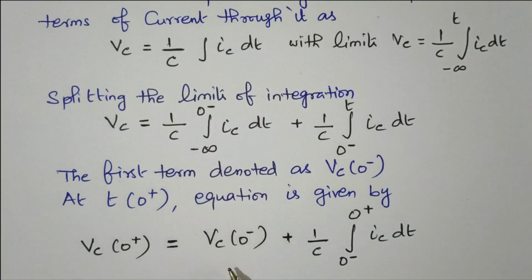Minus infinity to 0 minus is expressed as the voltage across the capacitor before switching, plus 1 by C integral from 0 minus to 0 plus of IC dt. So this equation is rearranged as VC at 0 plus, the voltage after switching, equal to the voltage before switching plus 1 divided by C integral from 0 minus to 0 plus of IC dt. Now we'll see what happens further.